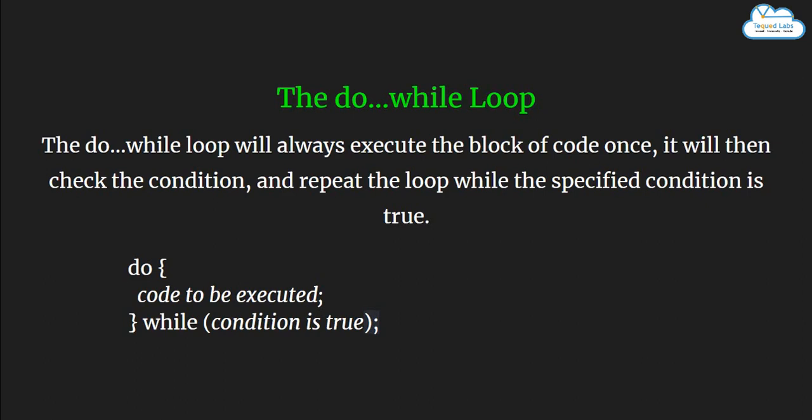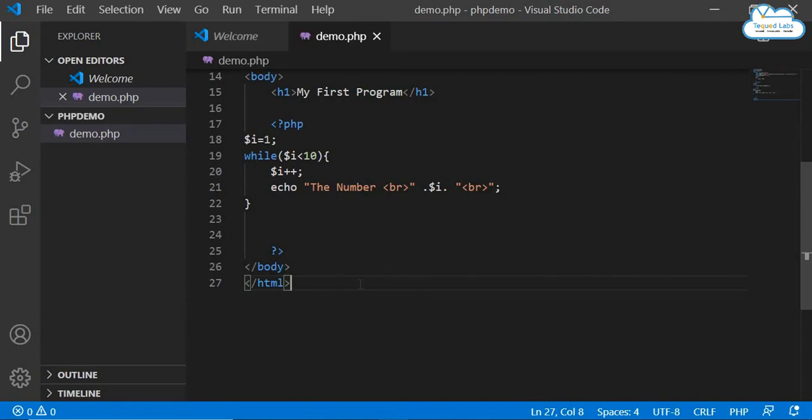So this is the syntax of the do while loop. You can see do, open brackets, code to be executed, and here at the last it has a condition: while, condition, right? So let me go and check the output of this. Here I am going to make a small change, right?